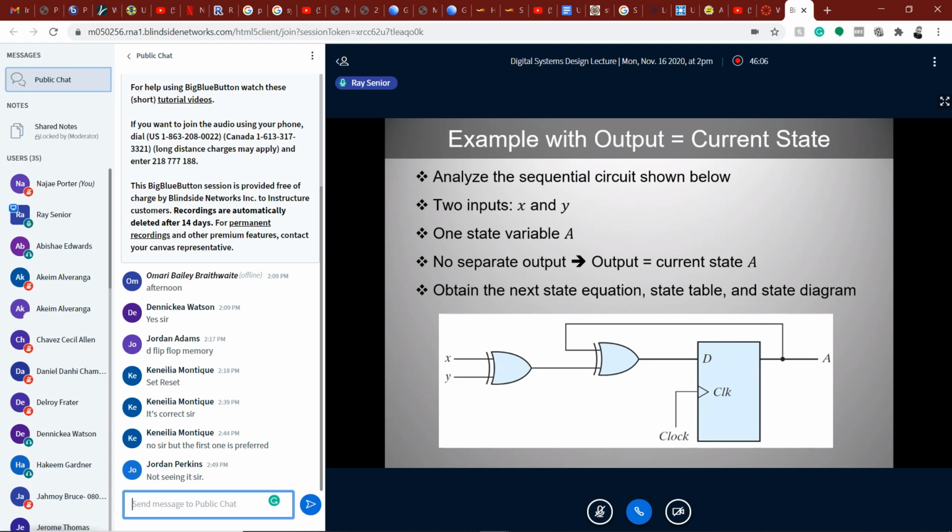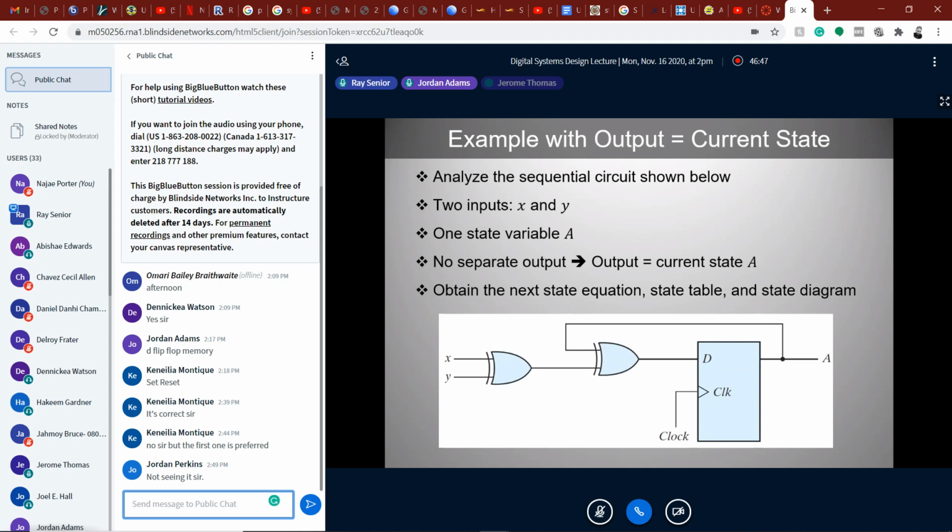We have 2 inputs, x and y. Just look at the diagram and you will see everything that we want, x and y. We have one state variable, and that is A. And we are also working with a D type flip-flop. That's the memory element that we have in the circuit here. All right, if we have one state variable, how many states do you expect that we should have? That's a question, by the way. Two. All right, well done.